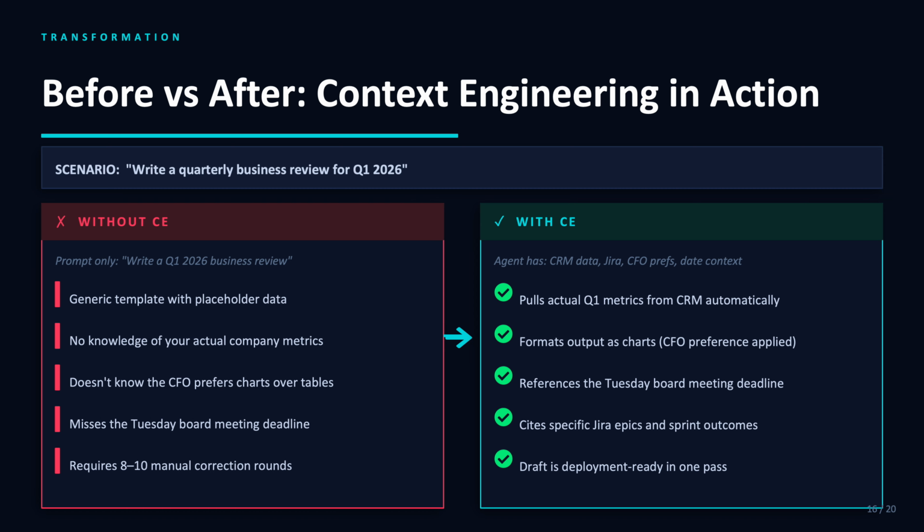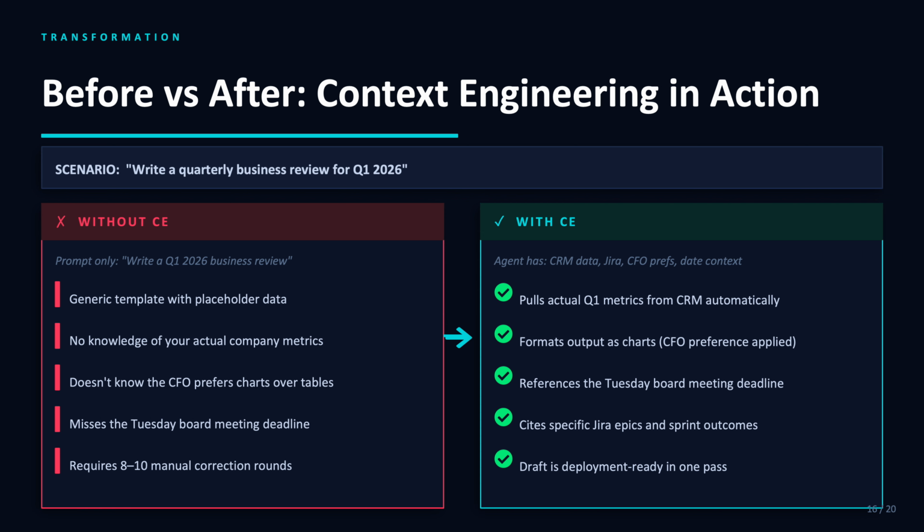With context engineering, on the right, before the agent starts, the right context has been assembled. CRM data, Jira sprint outcomes, the CFO's format preference, the current date and the Tuesday deadline, all injected across the appropriate layers. The output pulls actual Q1 metrics from the CRM automatically. It formats everything as charts because the CFO preference is in the context. It references the Tuesday board meeting because the date context is there. It cites specific Jira epics because the sprint data was retrieved from layer 3. The draft is deployment ready in one pass.